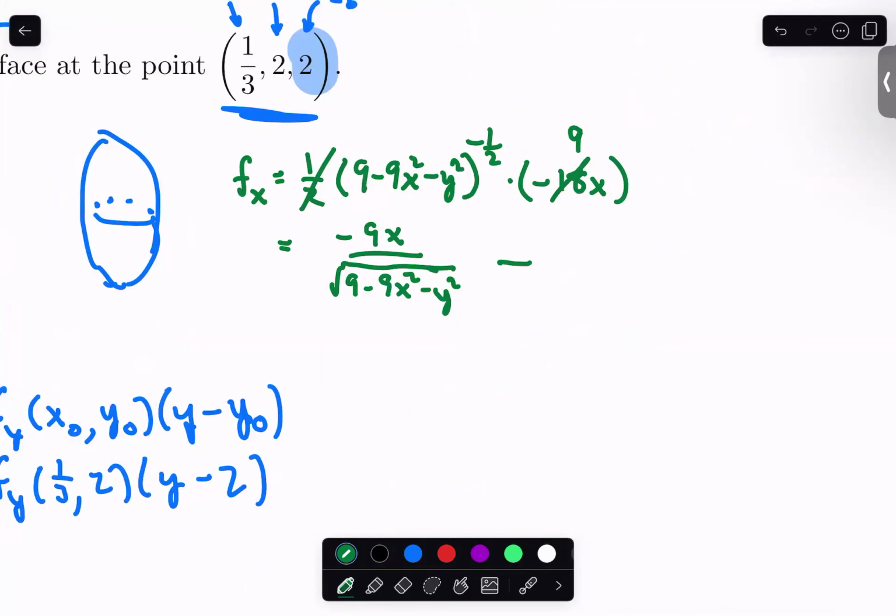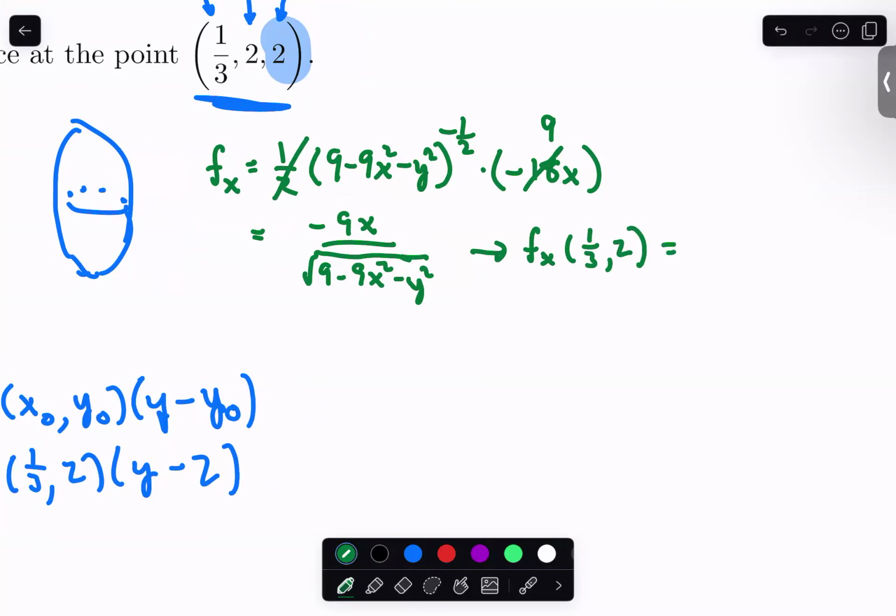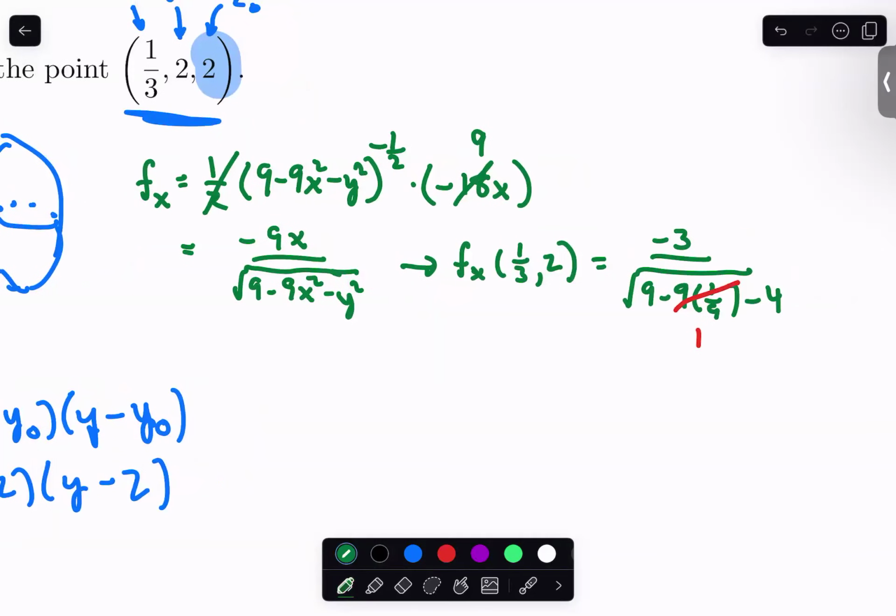Now I'd like to go ahead and evaluate this at 1/3, 2. So let's see, negative 9 times my x, which is 1/3, so that's going to be negative 3 in the top here, divided by the square root of 9 minus 9 times 1/3 squared, that's going to be 1/9, minus 2 squared. So we have 9 minus 1 minus 4. So it's going to be minus 5 altogether. So 9 minus 5 is going to be 4. So this is the square root of 4, which happens to be a nice, even 2.